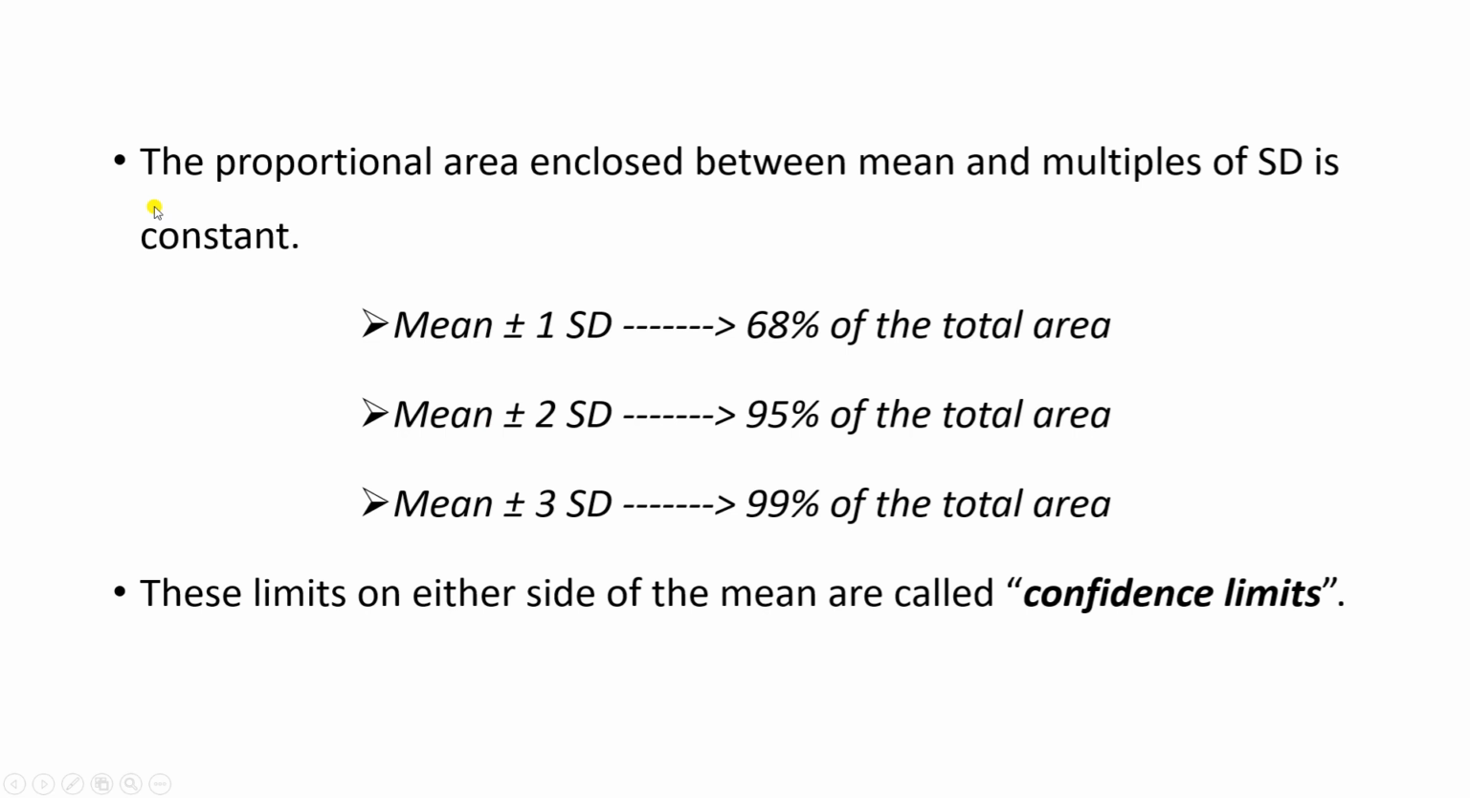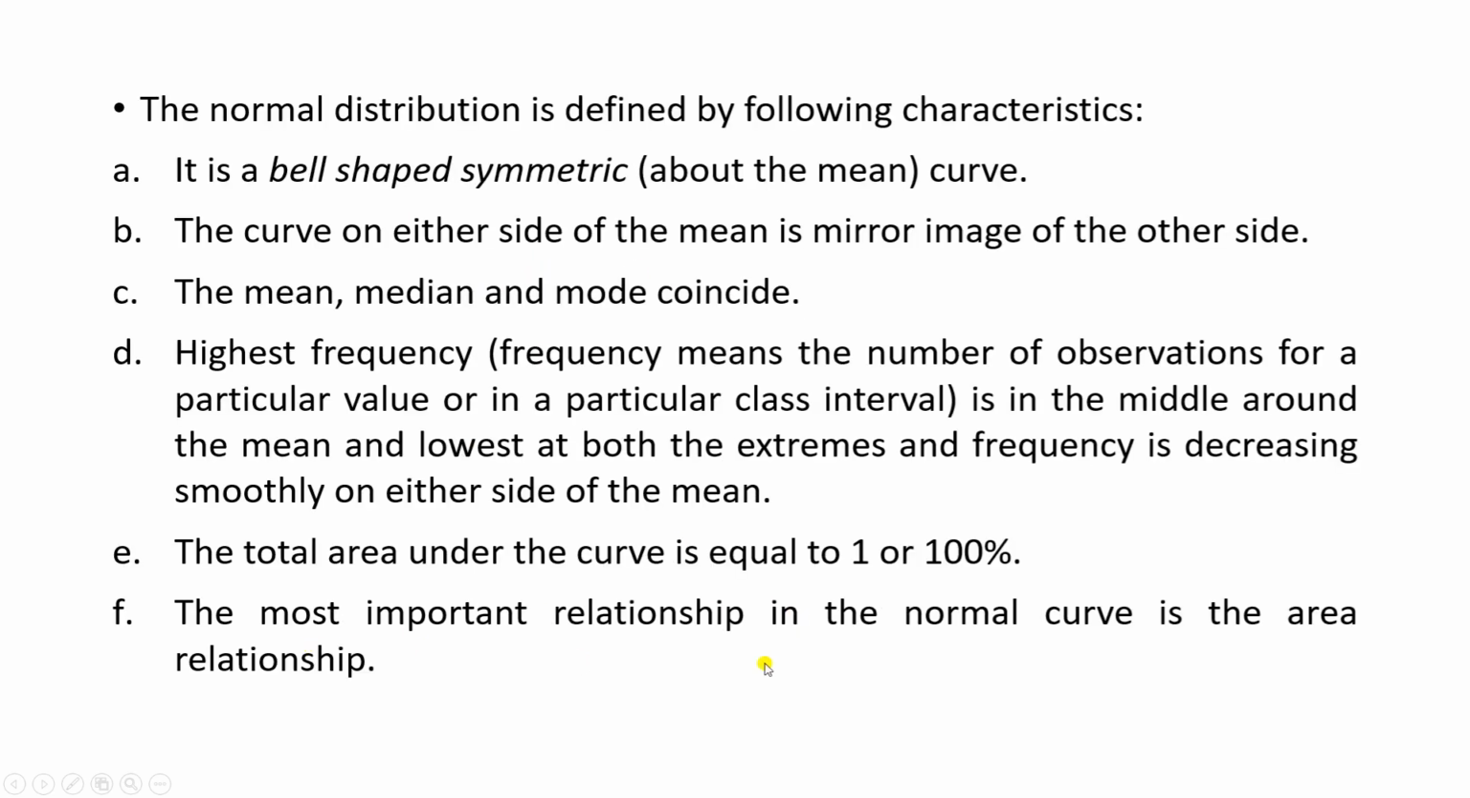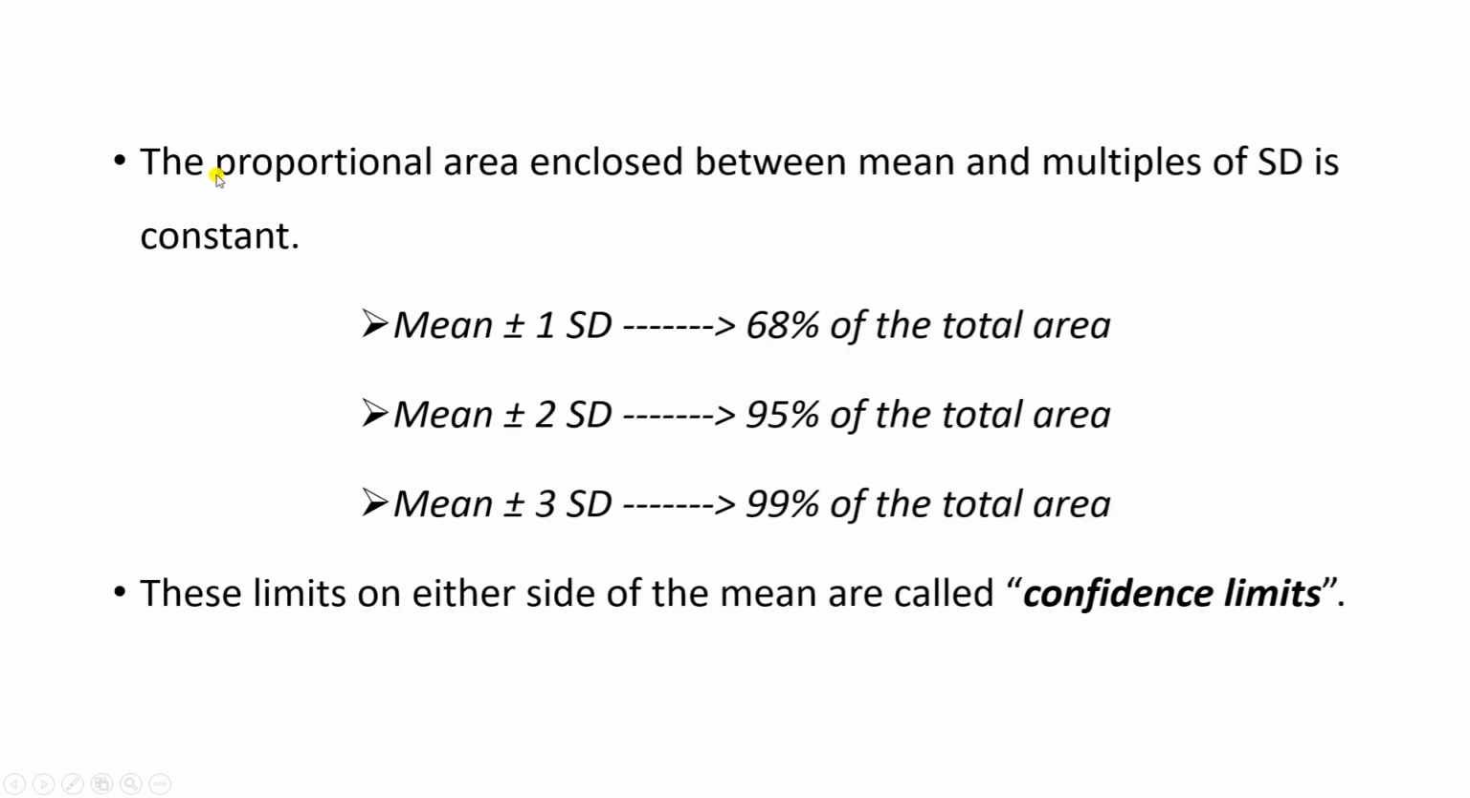Now coming to the previous slide, we are talking about the area under the curve relationship. The proportional area enclosed between mean and multiples of standard deviations is constant. That means mean plus minus 1 SD is 68% of the total area, mean plus minus 2 SD is 95% of the total area, and mean plus minus 3 SD is 99% of the total area. These make no sense right now, I know, so I will describe them.